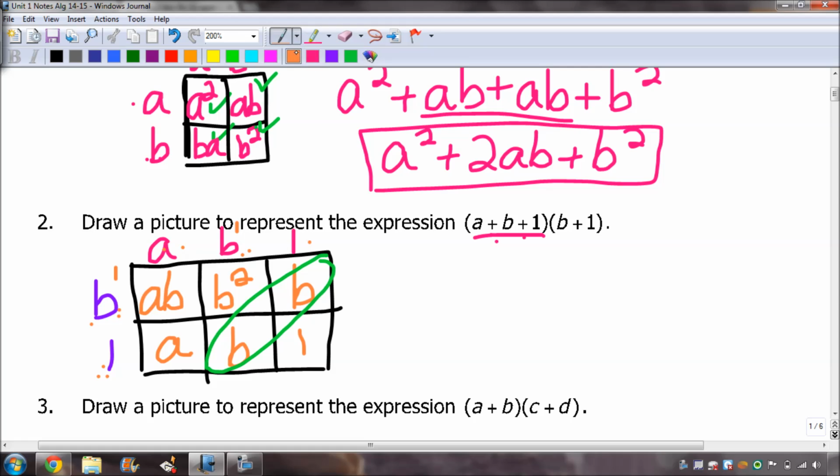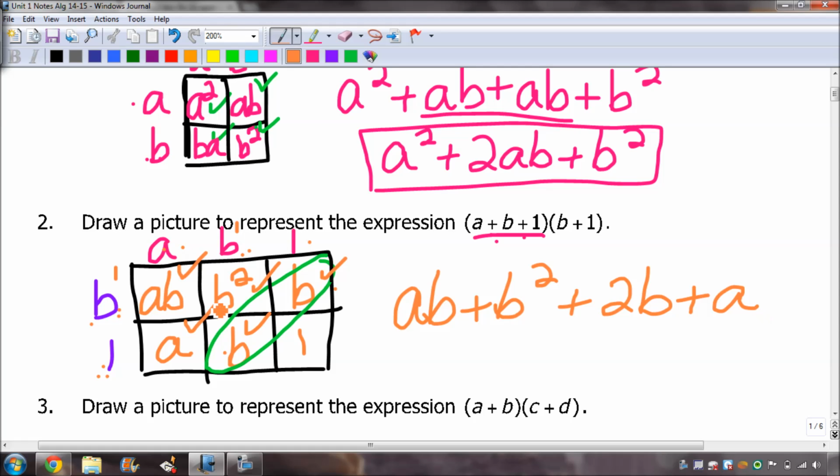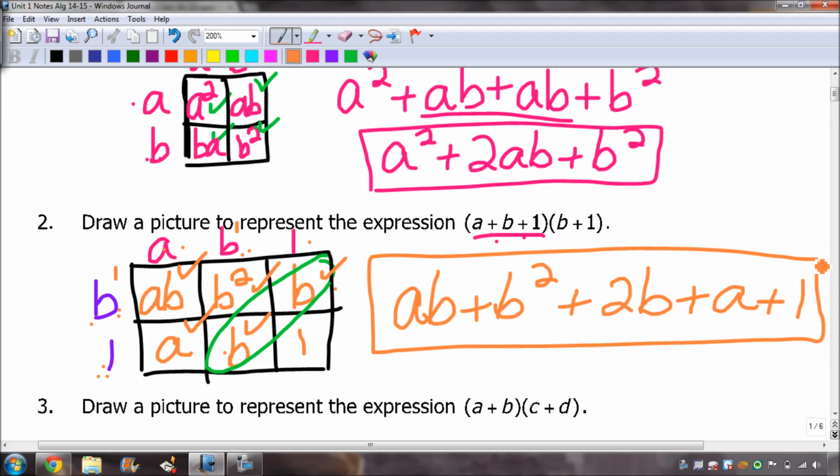So my final answer is going to be ab, because I've got that one done, plus b squared, check for that one, plus I've got 2b right here, so these are checks, plus a, this is a check, plus 1. So then that's my final answer, okay?